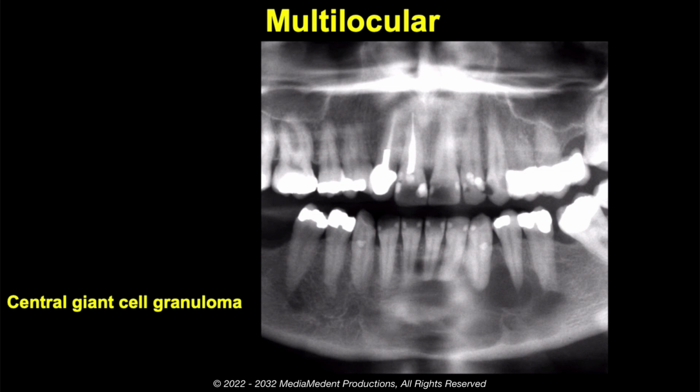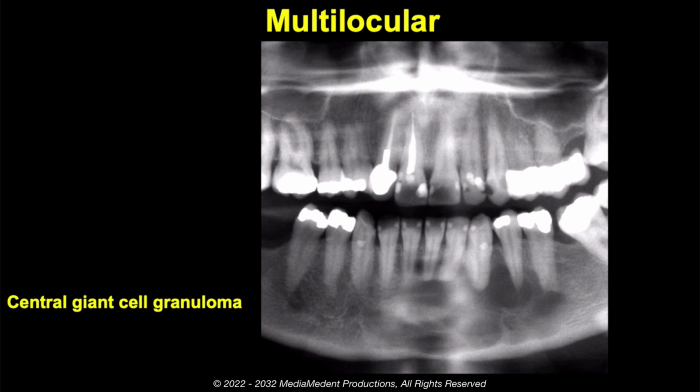Radiographically, the central giant cell granuloma usually presents with a non-corticated but well-defined border in the mandible. In the maxilla, the border may be ill-defined. Its shape may vary from unilocular to multilocular, and its internal structure may vary from completely radiolucent to a granular pattern or to a pattern with ill-defined septa. The multilocular lesion illustrated here may be described as having a soap bubble-like appearance.